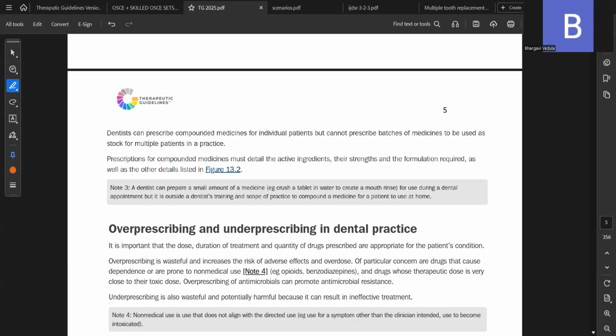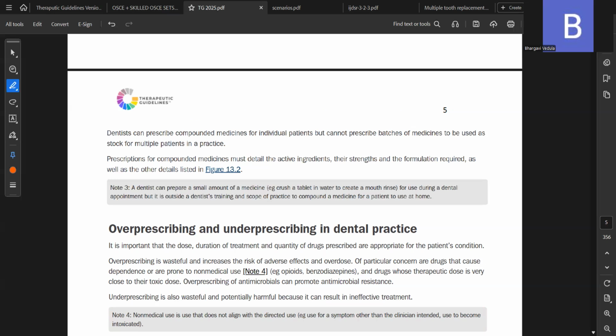Overprescribing and underprescribing. What is overprescribing and what is underprescribing? It is important that the dose, duration of treatment, and quantity of drugs prescribed are appropriate for the patient's condition. Right? We have to give in such a way that whatever disease the patient is having, we have to choose the drug accordingly. Overprescribing is wasteful. We can't give the medicines for longer time. If we give antibiotics for longer time, they end up developing resistance. So overprescribing is wasteful and increases the risk of adverse effects and overdose.